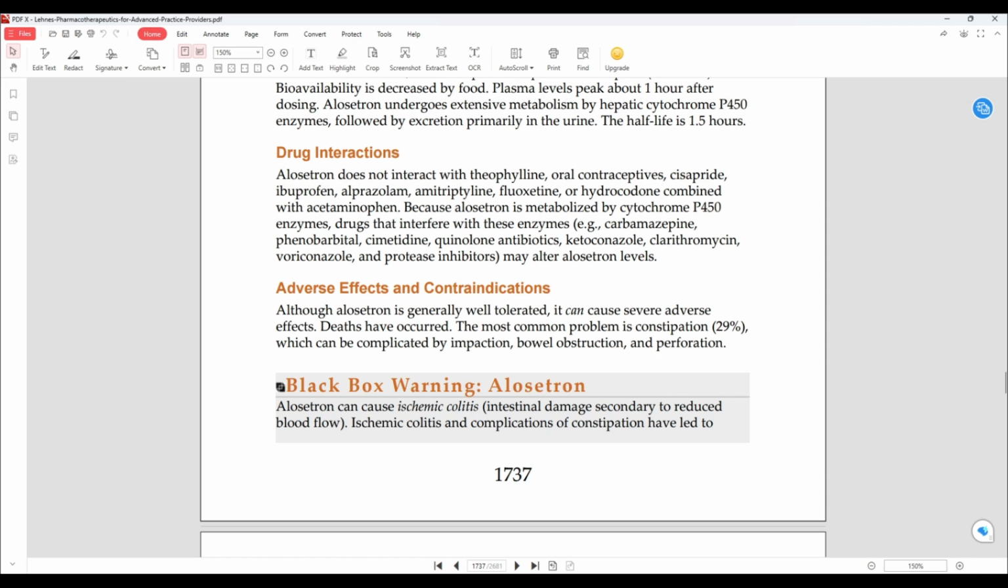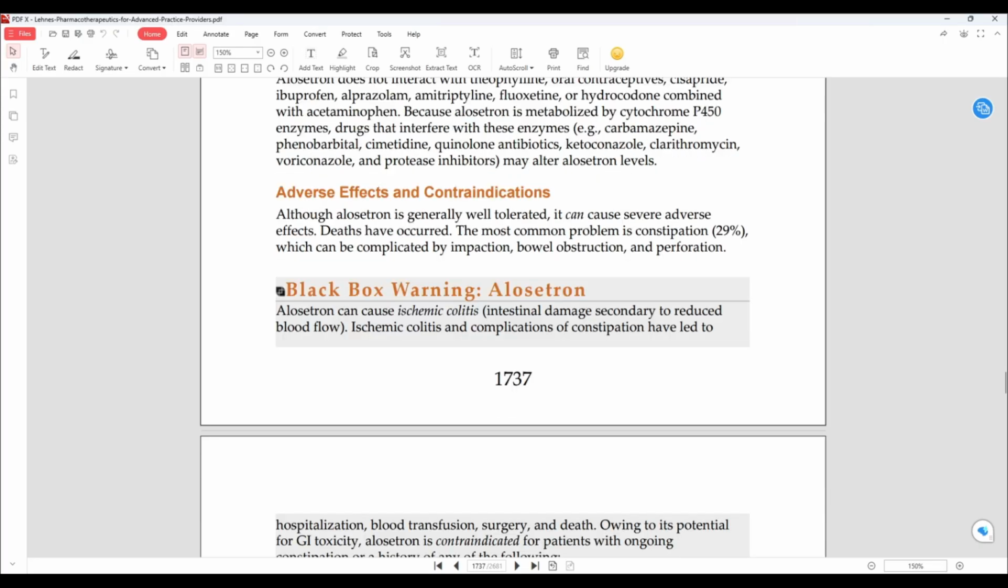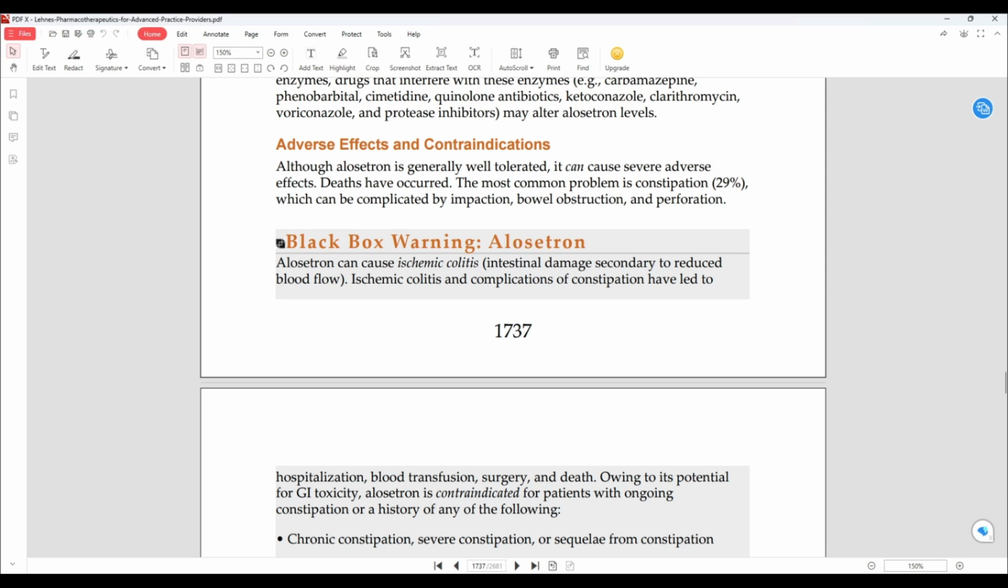So, drug interactions. Allocetrone does not interact with theophylline, oral contraceptives, cisapride, ibuprofen, alprazolam, amitriptyline, fluoxetine, or hydrocodone combined with acetaminophen. Because elazotran is metabolized by cytochrome P450 enzymes, drugs that interfere with these enzymes may alter elazotran levels, leading us to adverse effects and contraindications.